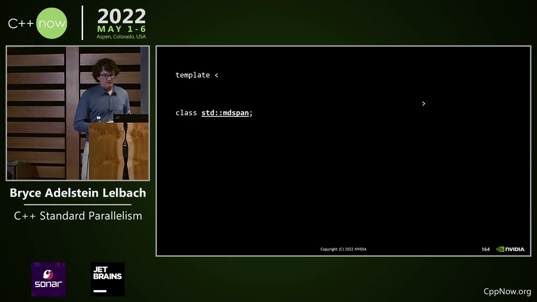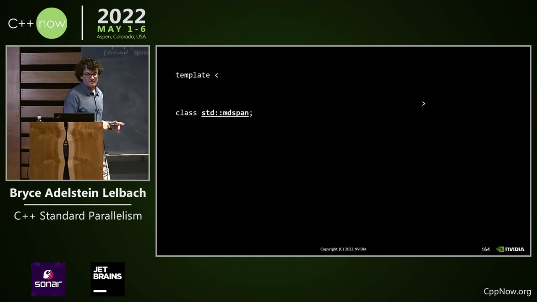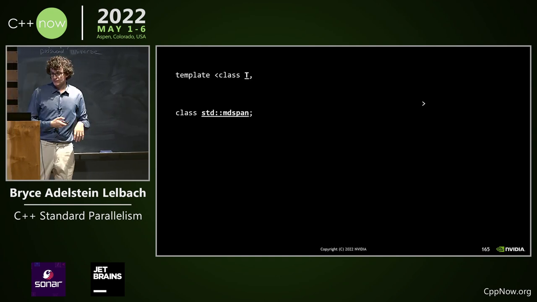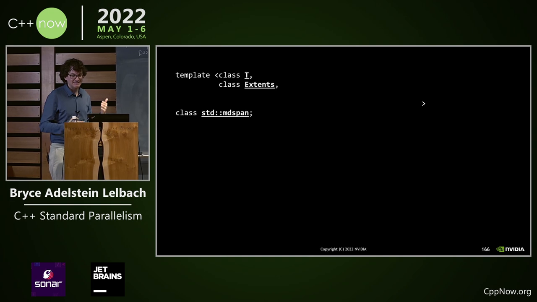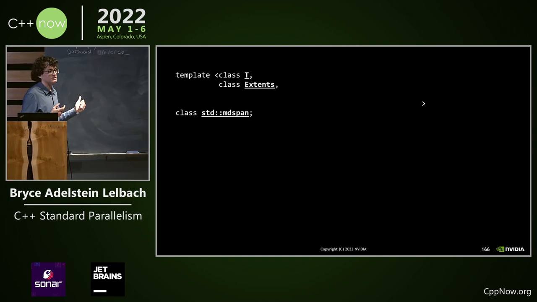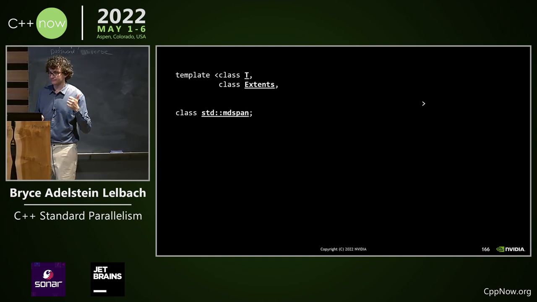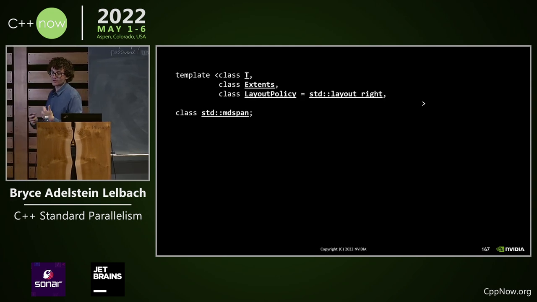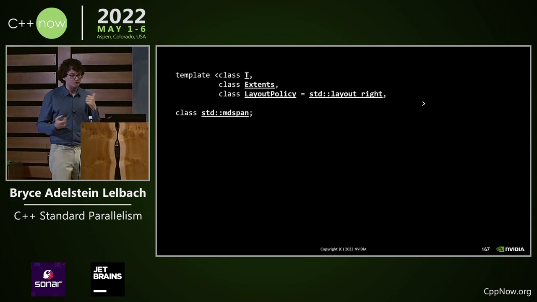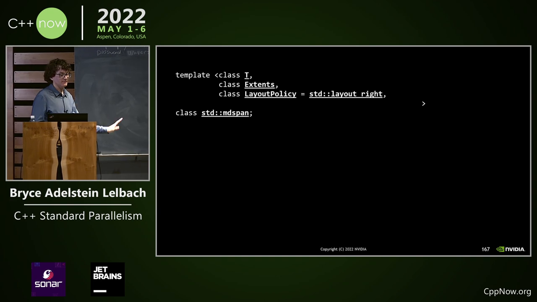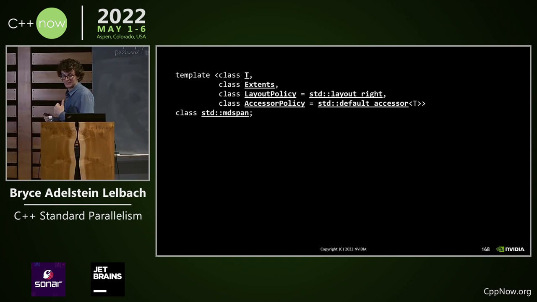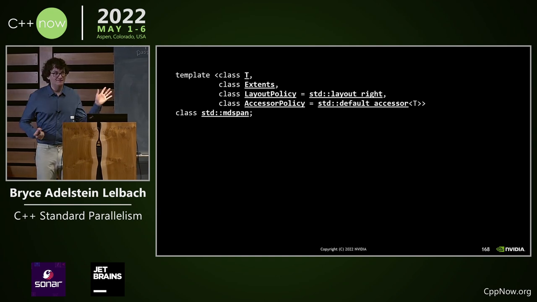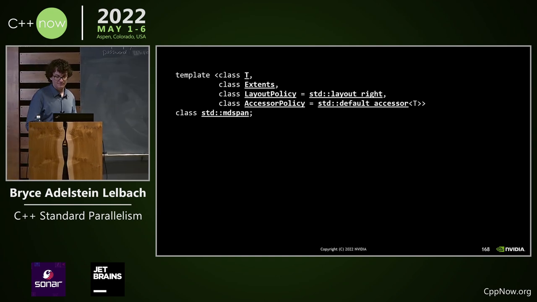MDSpan has four template parameters, two of which are optional. The first one is the element type, pretty straightforward. The second is the extents type. This must be a specialization of the extents class template. The third is the layout, and the default is layout right. We're going to discuss layouts more in a few minutes. The final parameter is an accessor, which performs the element access. The default one is just called default accessor. I know, we're great at names.